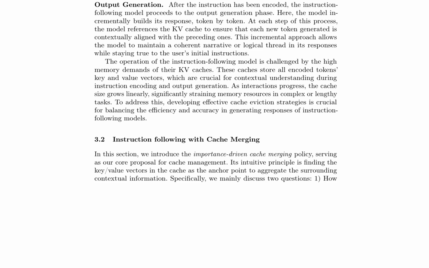The proposed importance-driven cache merging policy serves as the core proposal for cache management. This policy finds key, value vectors in the cache as anchor points to aggregate surrounding contextual information. The method addresses two primary questions: how to identify the most important tokens in the cache and how to merge the contextual information around these tokens.